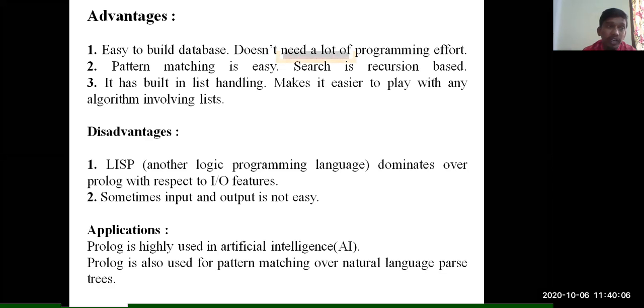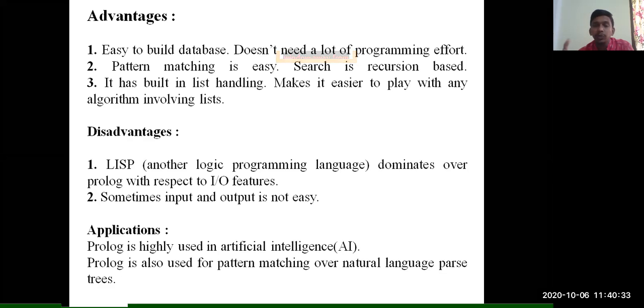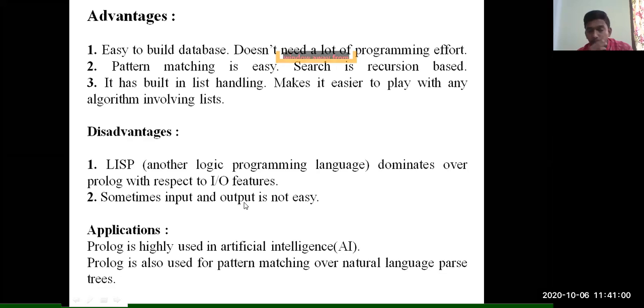And now let's talk about the disadvantages of this Prolog language. So Prolog, when compared with the Lisp programming language, as I said in the earlier sessions, Lisp also is one of the important programming languages with respect to artificial intelligence. So Lisp dominates over Prolog with respect to input output features. Comparatively, Lisp is a far better language than Prolog for logic programming. Sometimes input and output is not easy. That is, defining a good knowledge base and getting the exact desired output is not so easy with Prolog. So these two are termed the disadvantages of the Prolog language.